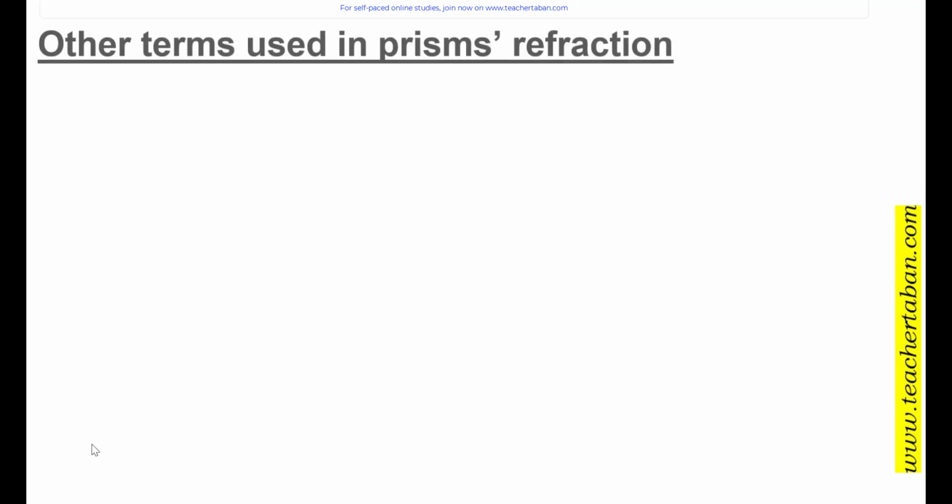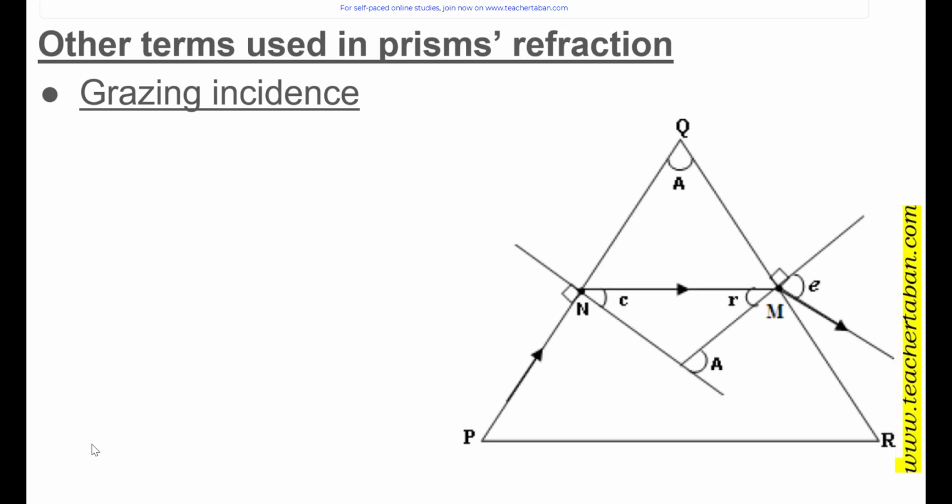Now, other terms that we use in prism refraction include the grazing incidence. The word grazing simply means going along the surface. So if you're talking about the incident ray, it means that the incident ray is going along the surface of the prism. And according to this, this is our incident ray. It is grazing the surface. So in other words, the angle of incidence I is equal to 90 degrees.